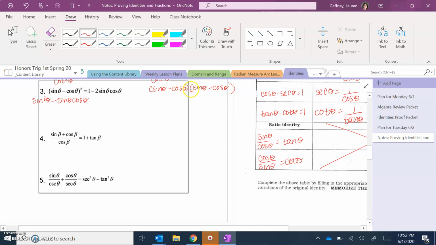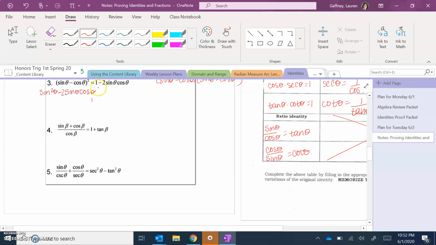Technically, it doesn't matter if you do cosine theta, sine theta. I'm going to do it again. So I'm just going to make that minus 2 because there's 2 of them. Okay, and then plus cosine squared theta. Okay, so from there, let's see what we recognize.